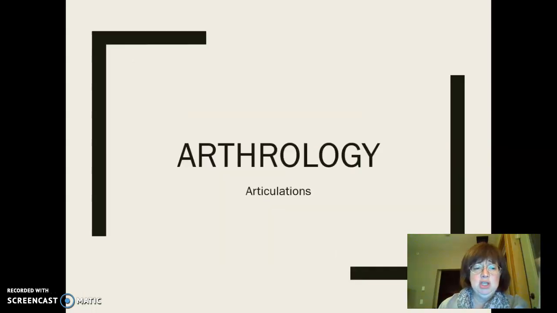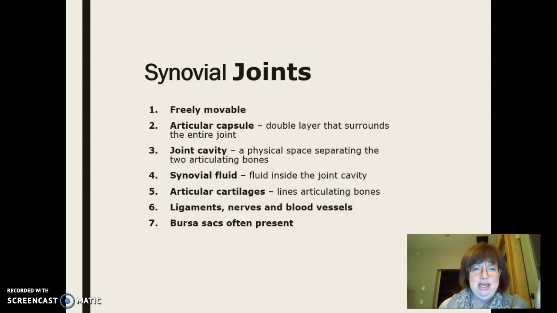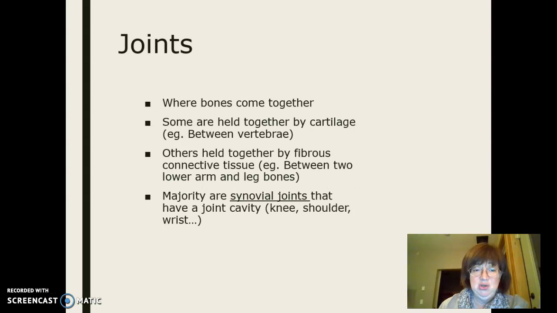When it comes to your bones, you have articulation. So you have joints. Joints are where your bones bend. And some are held together with cartilage. Some are very fibrous, and some have great movability. So you have a movable joint, or your movable joints are your synovial joints.